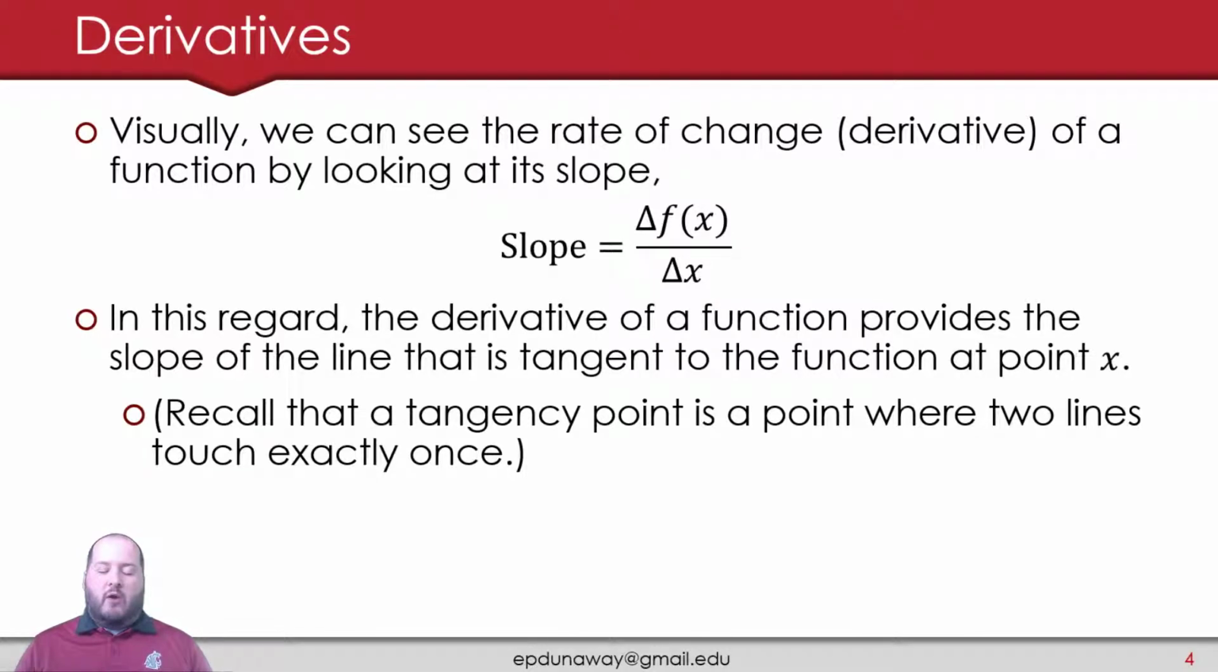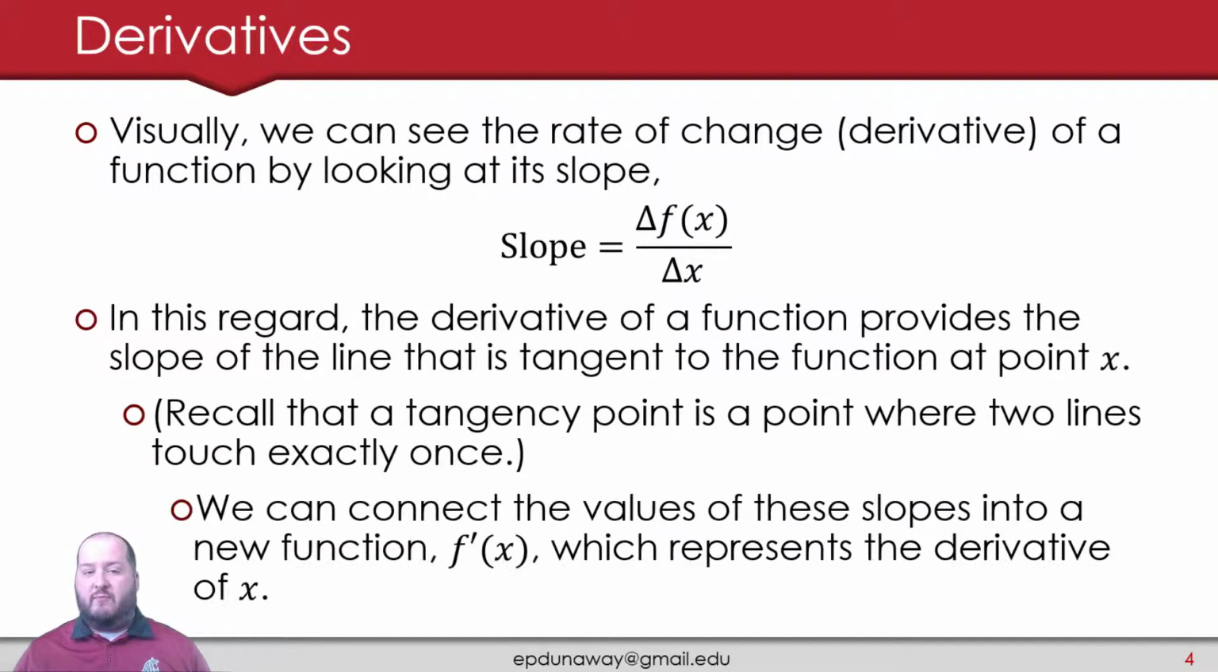Basically, if we're looking at the derivative of a function, it's going to provide the slope of the line that is tangent to the function at point x. I use the word tangent, which we may not have heard in a while, but a tangency point is just a point where two lines touch exactly once. They don't actually cross, they just touch once, and they go their own separate ways. What's neat about this is that I can take the values of all of those slopes and create a new function out of them, which I'm going to call f prime of x, and that's going to represent the derivative of f of x.